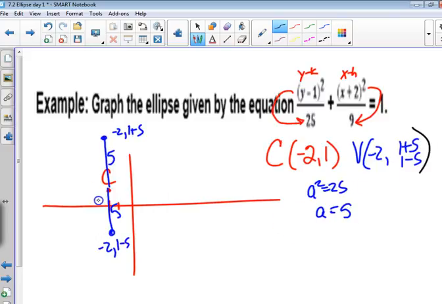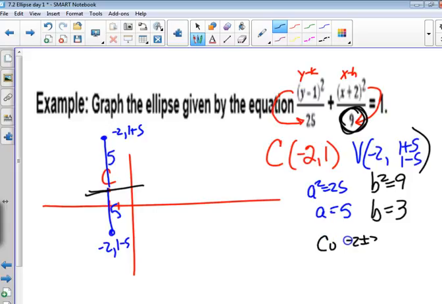The co-vertices go in the other direction. Go out how far? What's b? B squared is 9, so b is 3. That's in the x direction, so I'd add them onto which number here? The co-vertices are going to be at negative 2 plus or minus 3 because they're going left, right. Negative 2 minus 3, comma 1. And this one would be negative 2 plus 3, comma 1, or 1, 1 over here. I'm pretty much done.